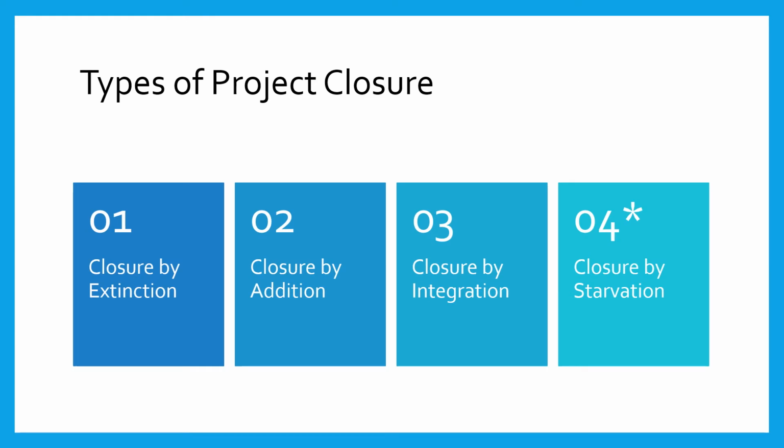There are four main types of project closure: closure by extinction, closure by addition, closure by integration, and finally a special case, closure by starvation.